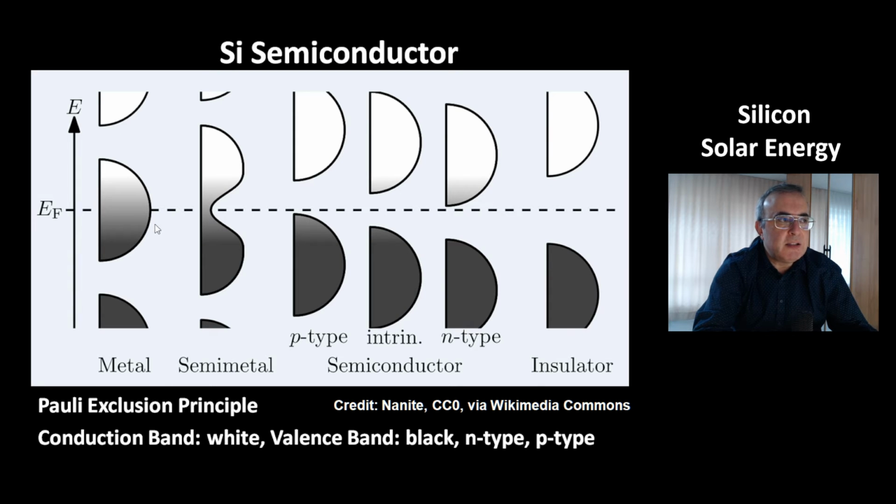In metals, these bands overlap nicely. That's why they are conductive. In insulators, they are widely separated. And semiconductors are in between. They have a gap, but it's a very small gap. And you can tune it by making p-type and n-type semiconductors.